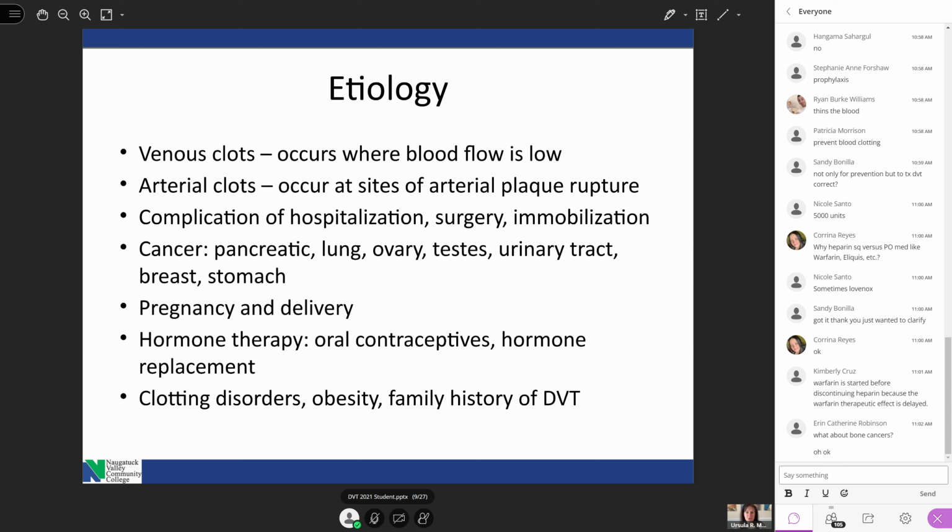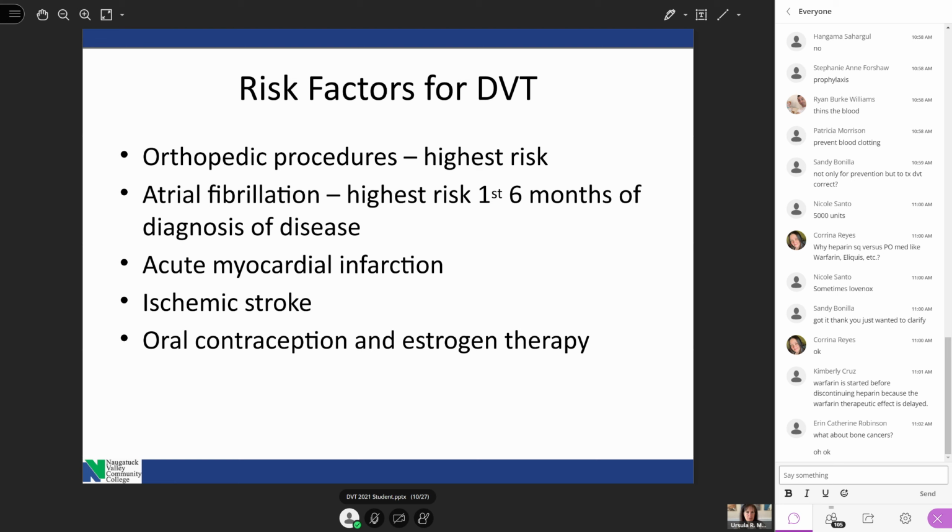What else? Clotting disorders, okay? Obesity, right? If you are obese, you're at increased risk, and also a family history of DVT. So if you have a relative that has had a PE or a DVT in the past, you're at risk also. And we started to talk about, let me just see if I have it further on in my PowerPoint. Okay, I'm getting into it more.